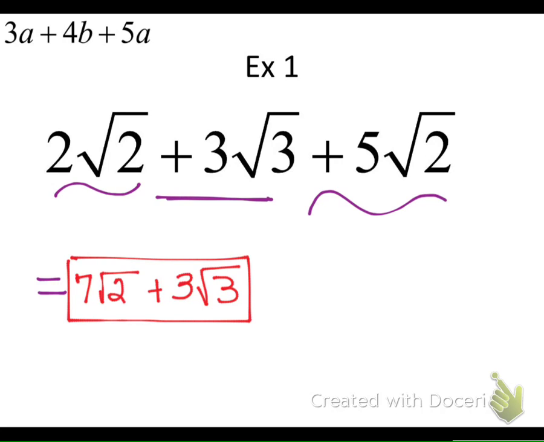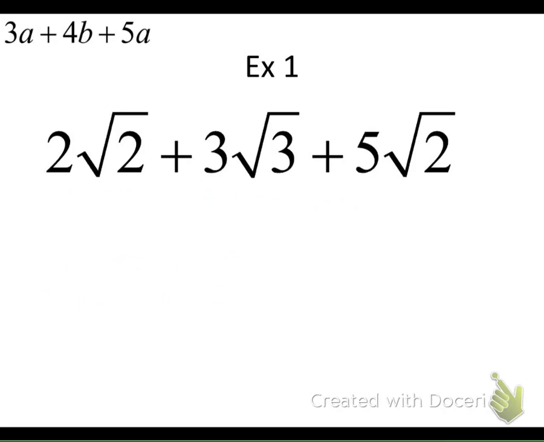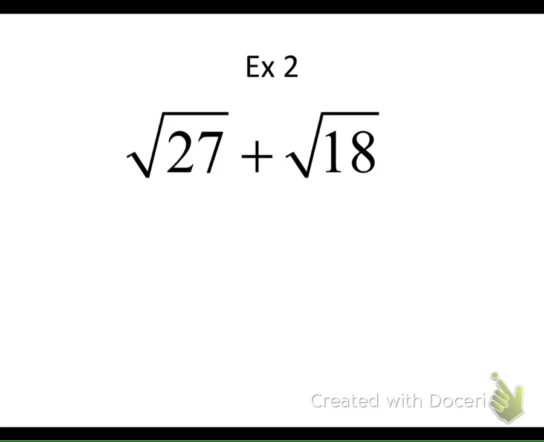Okay, let's look at this second example. I am going to promise you, as I do each and every time we do notes, every problem is not already going to be in simplest form for you. You're going to also have to put them in simplest form, then do the step that we just did. So let's take a look at this next one. Example number 2. The square root of 27 plus the square root of 18.